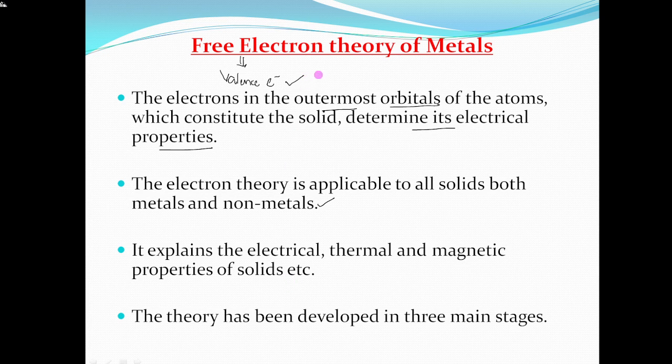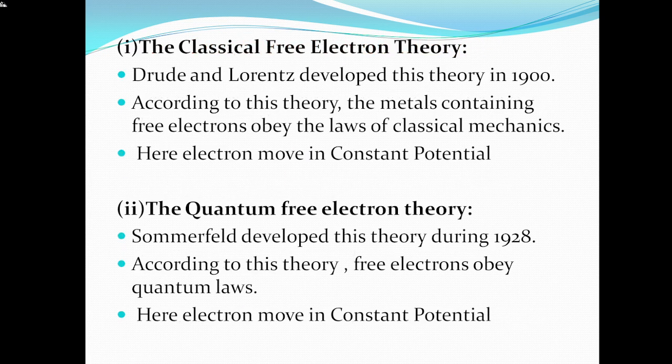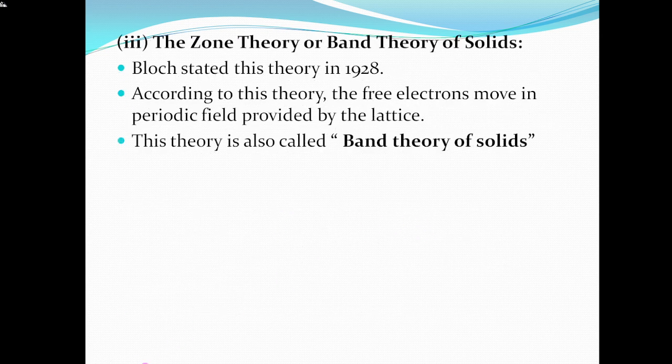Now, this free electron theory was developed in three stages. The first one is classical free electron theory. The second one is quantum free electron theory. The third one is zone theory or band theory of solids.